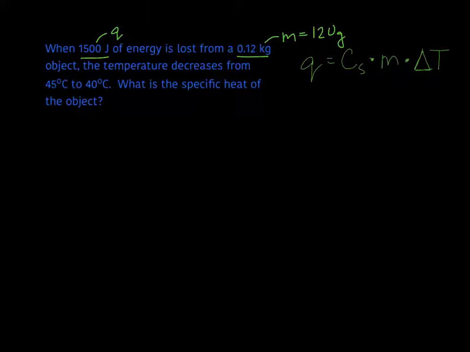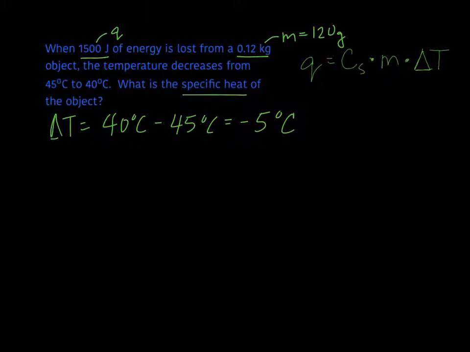So if the temperature decreases from 45 to 40, the delta T is going to be equal to the final temperature of 40 minus 45. So that goes down negative 5 degrees Celsius. And we're looking for the specific heat. So we're looking for C sub S.